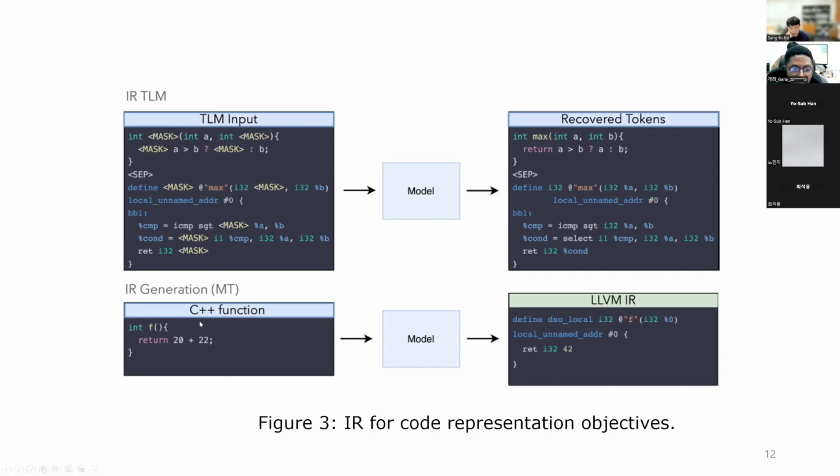The next one is IR generation. It takes the source code, then the model generates the so-called IR representation.